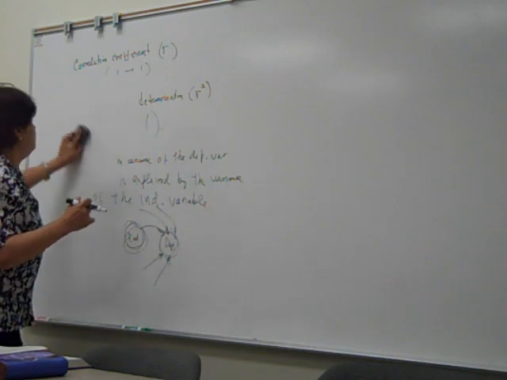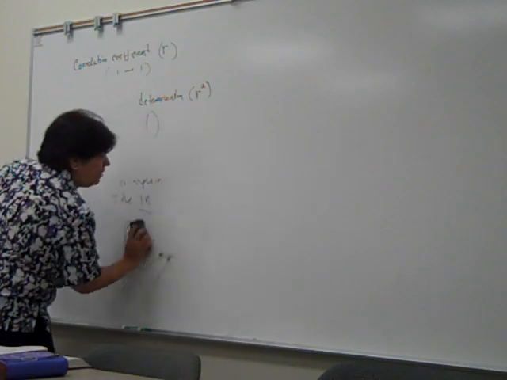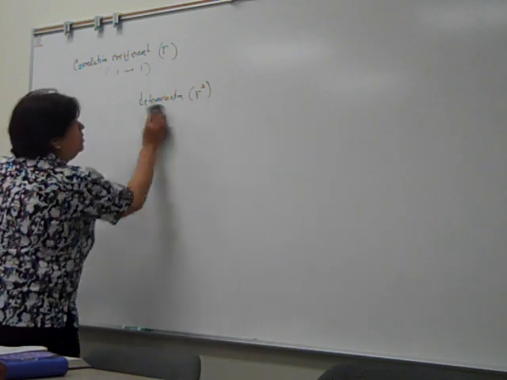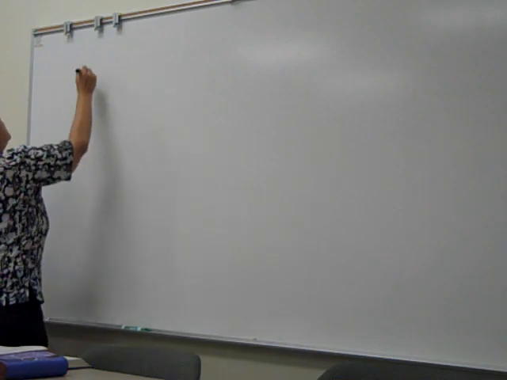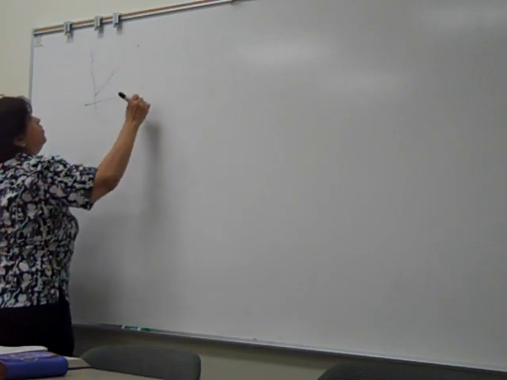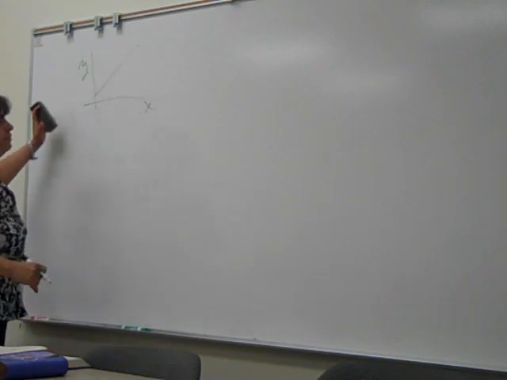Okay, assumptions. This is important. What are the assumptions on linear regression? First of all, we are assuming that there is a linear relationship between the variables x and y, or the independent and dependent variables.